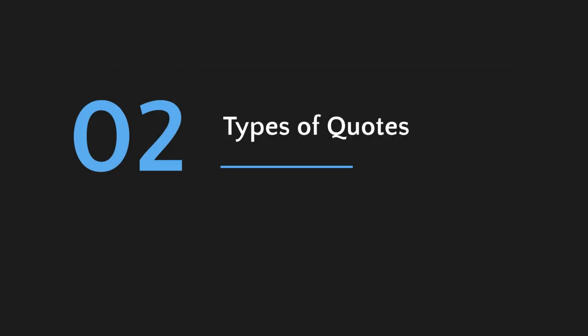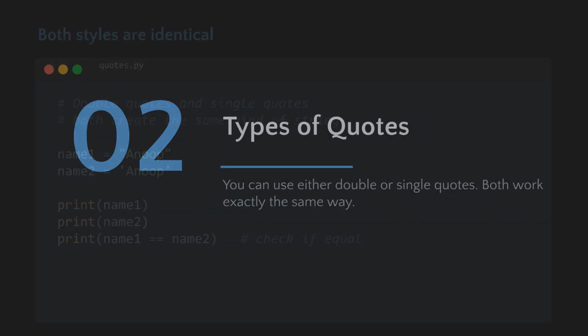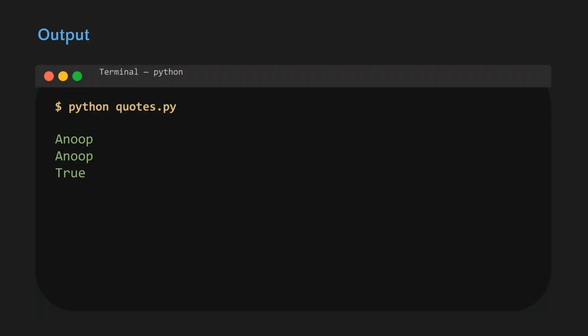Next, let's look at the types of quotes you can use. Python allows for both double quotes and single quotes, and both function exactly the same way. This code demonstrates that both double and single quotes produce identical strings. We even check if name1 and name2 are equal, which they should be. The output confirms that the two names are printed correctly, and that name1 equals name2 evaluates to true.